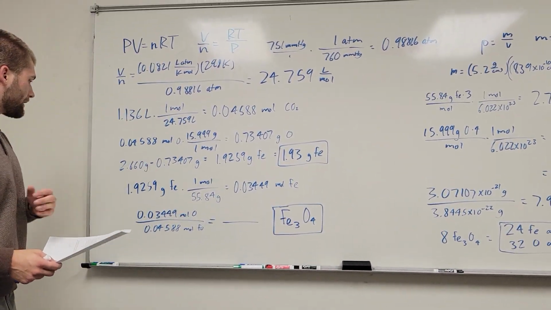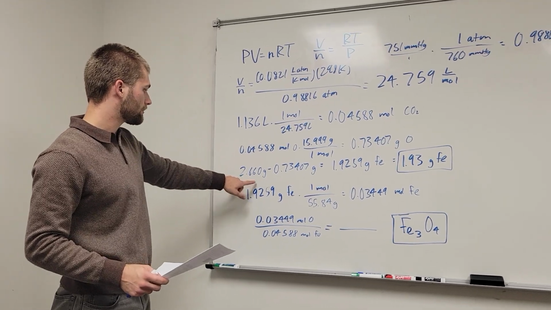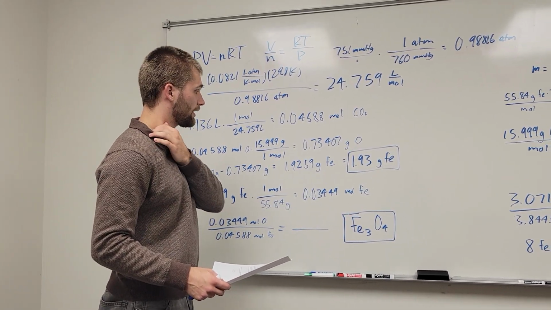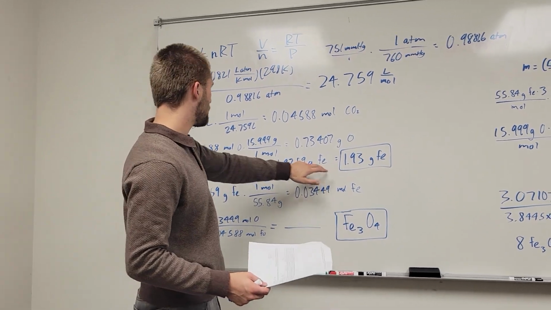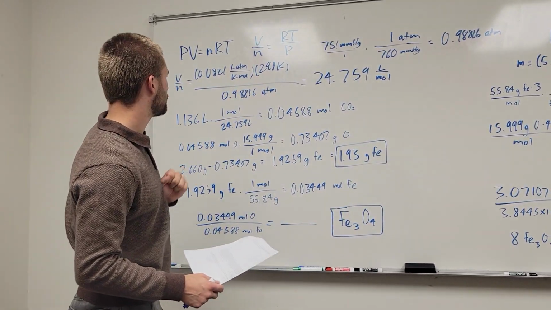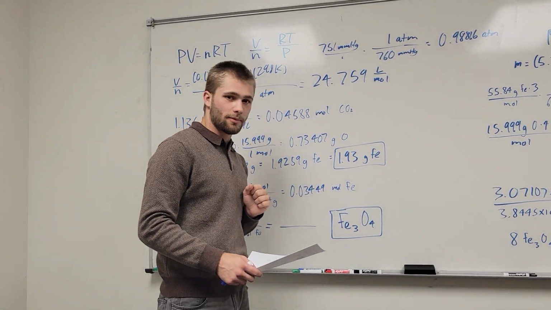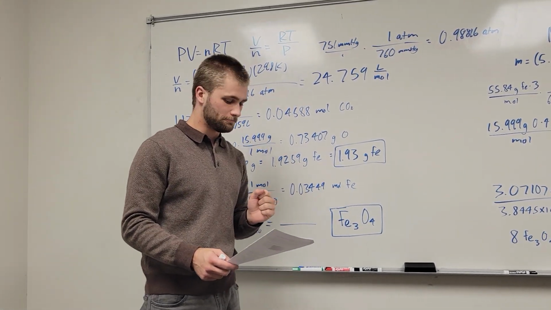Now, the total mass provided for us is 2.660 grams. Subtract off the oxygen, leaving us with 1.9259 grams of iron. Taking significant figures into account, 3 digits is the most we can have here, so rounding, 1.93 grams of iron. So that is answer A.